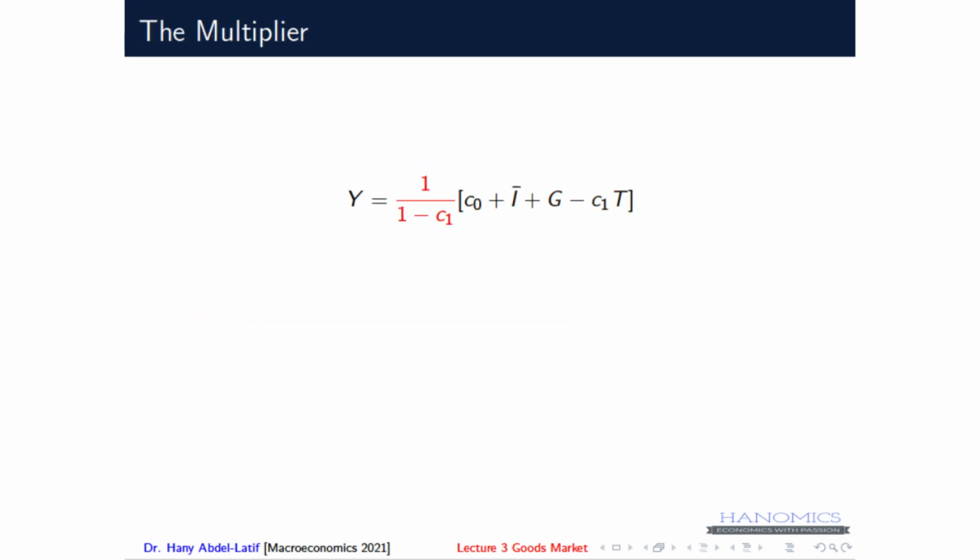In addition to this autonomous component, we can see 1 over 1 minus C1, that's in red color, and that is called the multiplier. Again, remember, C1 here is the marginal propensity to consume. 1 over 1 minus C1, that is called the multiplier. Of course, the value of this multiplier will be larger when C1 is closer to 1. Remember, C1, the marginal propensity to consume, will take some value between 0 and 1. So the closer that value is to 1, the larger the multiplier will be.